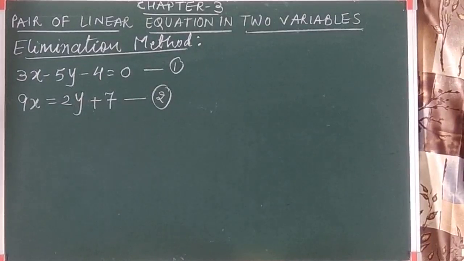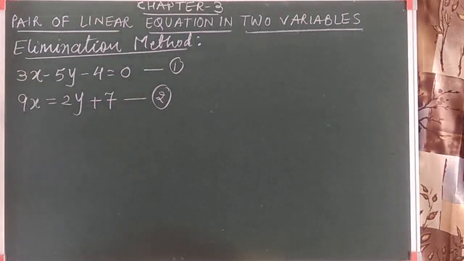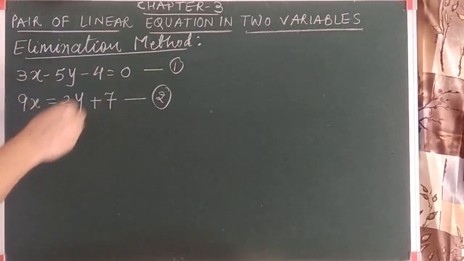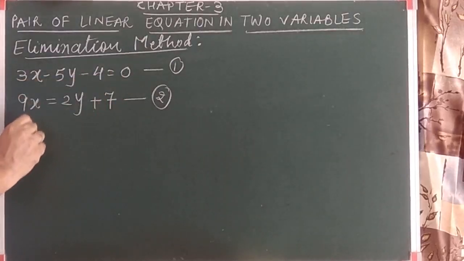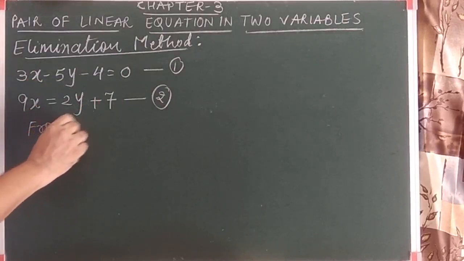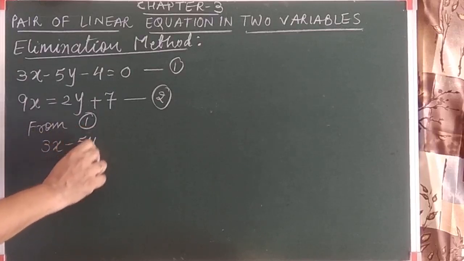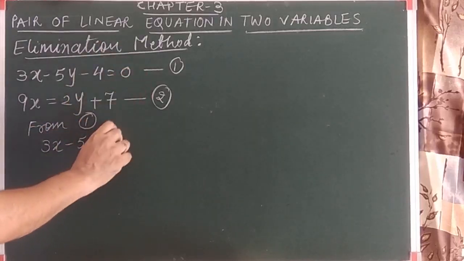Let us see one more question. We have to get the solution of these two, or we can say the pair of linear equations, by the method of elimination. So as we discussed earlier, first of all the equations should be in the proper order. So let us rearrange equation 1. The rearrangement is what? That the x and y terms should be on the left hand side and the constant should be on the right hand side.